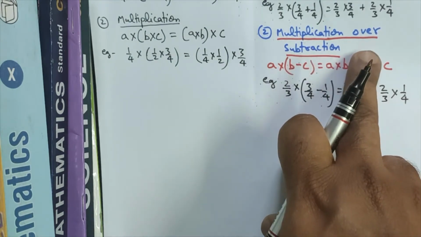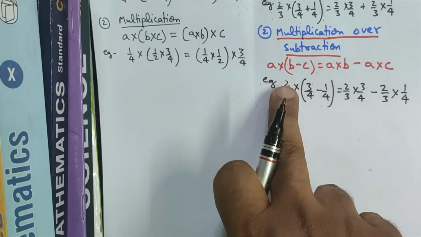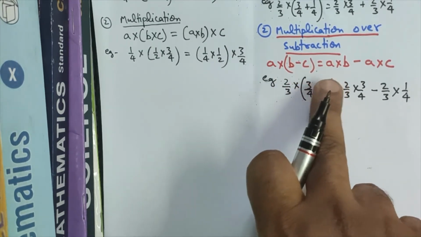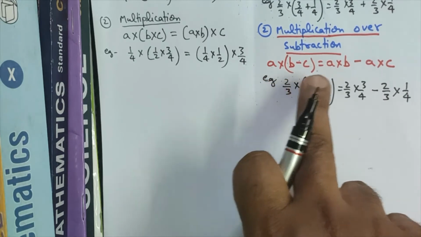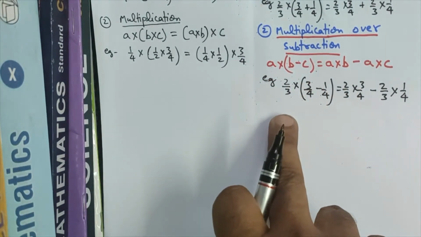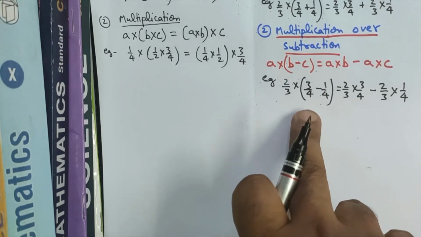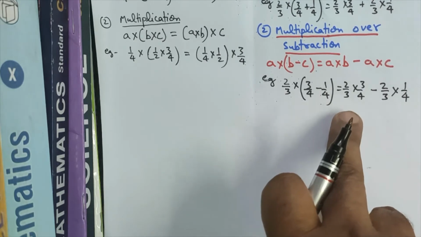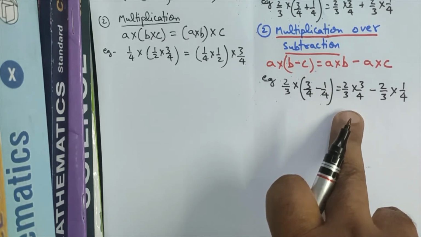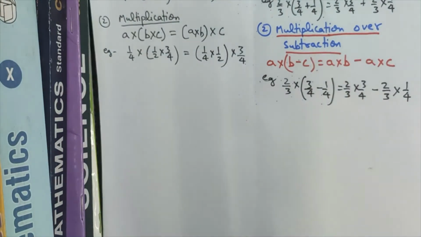Similarly, the distributive property of multiplication over subtraction: A multiplied by B minus C will be equal to the product of A and B minus the product of A and C. Like in this example, 2 by 3 multiplied by 3 by 4 minus 1 by 4 will be equal to the product of 2 by 3 and 3 by 4 minus the product of 2 by 3 and 1 by 4.